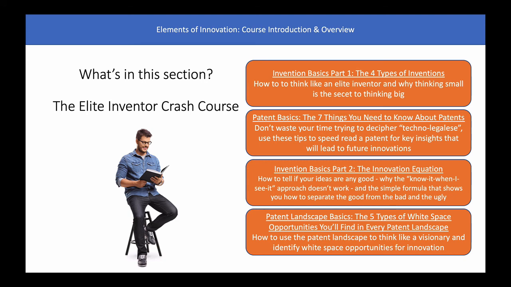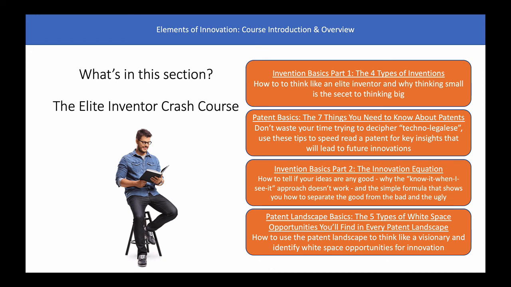What's in this first section that I call the Elite Inventor Crash Course? It will teach you how to think like an elite inventor. We begin with invention basics, the 4 types of inventions, how to think like an elite inventor, and why thinking small is the secret to thinking big. And then we move into patent basics, the 7 things you need to know about a patent so you won't waste your time deciphering the techno-legalese that you can find in these documents, and you can find the key insights that will lead to future innovation.